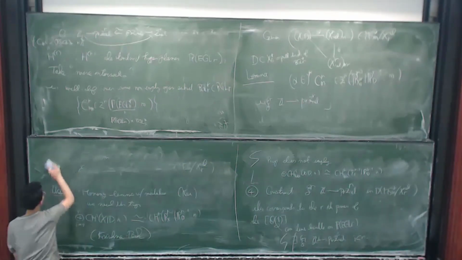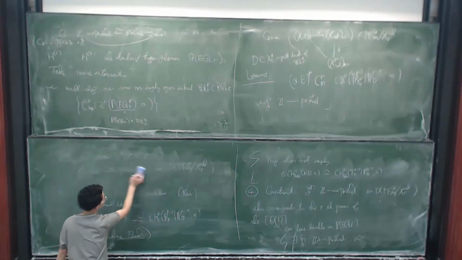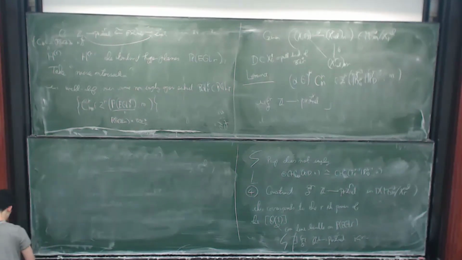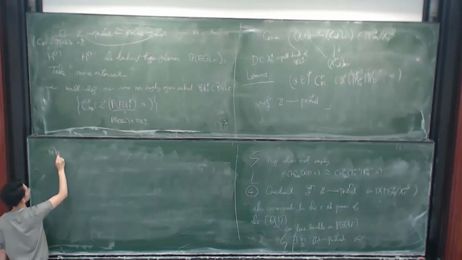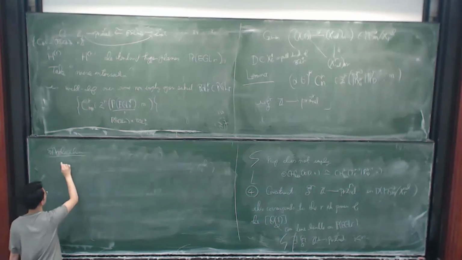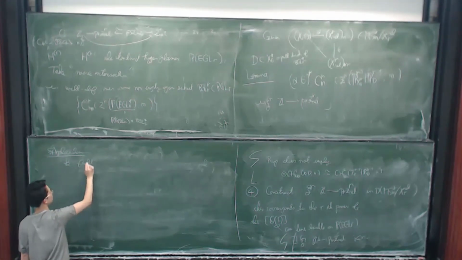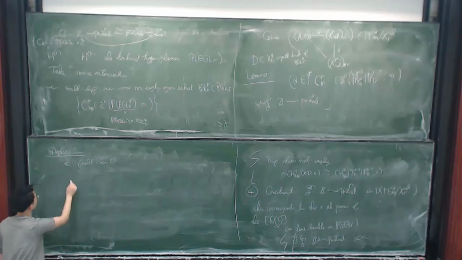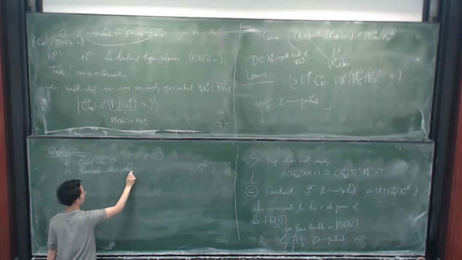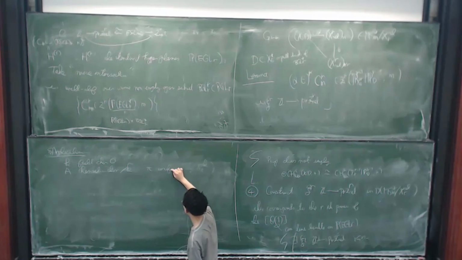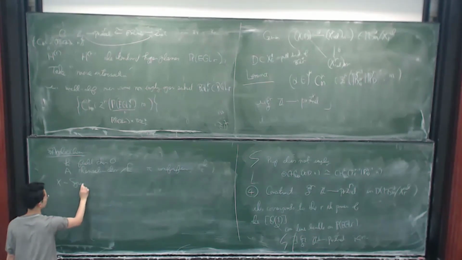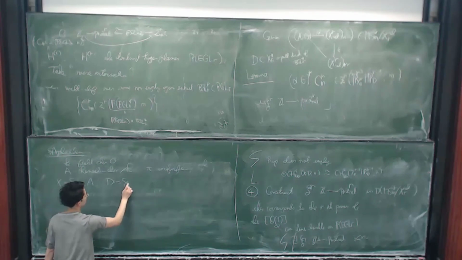So I want to show some application of our Chern character, Chern class. Application. Let K be a field of characteristic zero, and A be a Henselian DVR over K, and let phi be a uniformizer of A, and set X = Spec A and D = Spec A over phi.